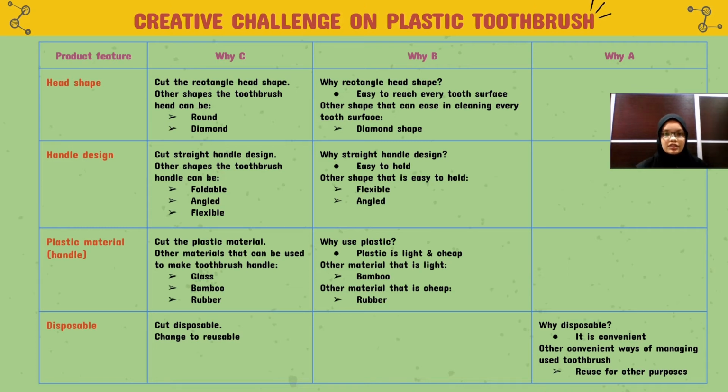And the last feature is disposable. If we want to cut disposable, we can change it with useful. And for this picture, we assume that people dispose plastic toothbrush because it is convenient. So another convenient way to handle the used toothbrush is to reuse the toothbrush for other purposes.